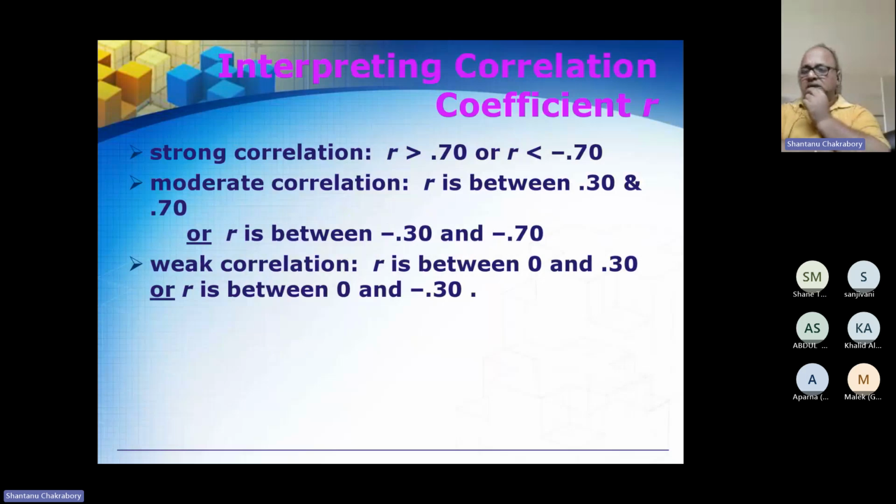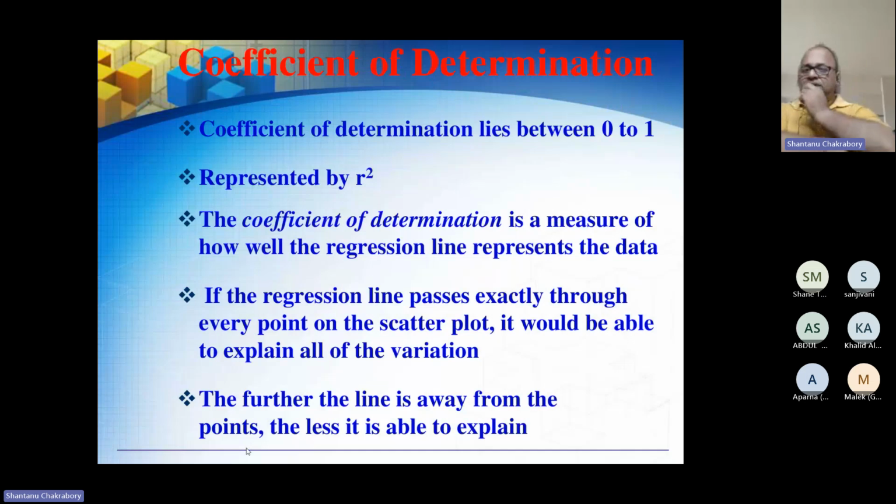So strong correlation, I've already told you, is anything between 0.7 and above. Moderate is 0.3 to 0.7, and below 0.3 it's a weak correlation. 0 means no correlation, and minus means negative correlation. So this is how we interpret the correlation between two variables, whether it is strong, moderate, weak, or there is no correlation. Now the coefficient of determination.